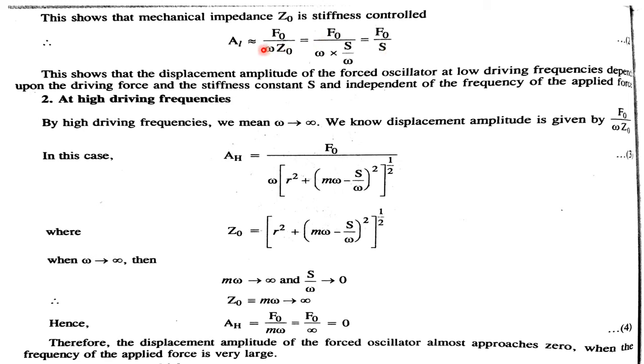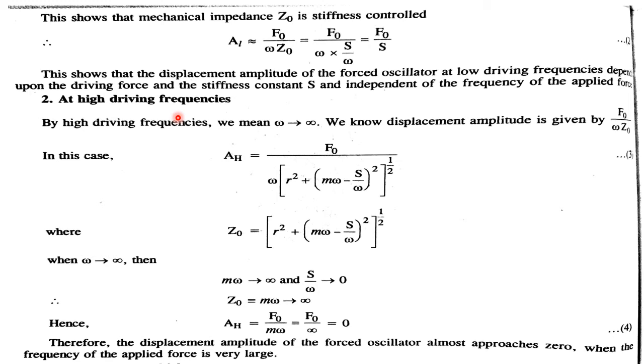Calculate the amplitude at low frequency. That means you must know the value of amplitude at low frequency. What does it mean? The amplitude at low frequency basically depends upon the driving force. Secondly, it depends upon the stiffness constant. And it is independent of the frequency of the forced oscillator, that means frequency of the driving force basically. So this is a very important conclusion. It is independent of the frequency of the driving force, the amplitude at low frequency.